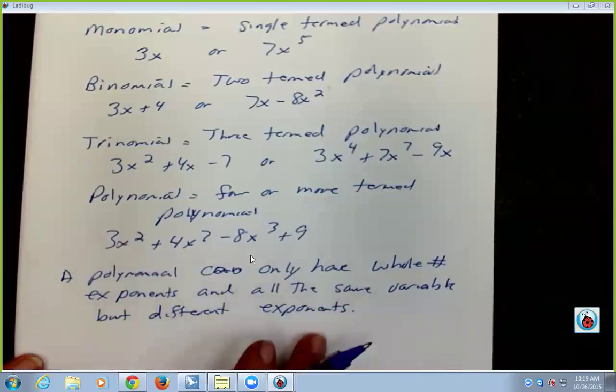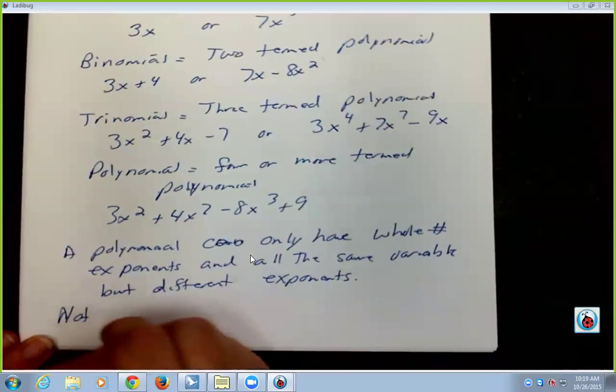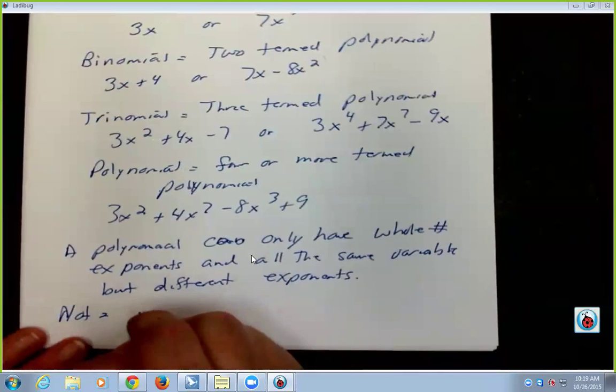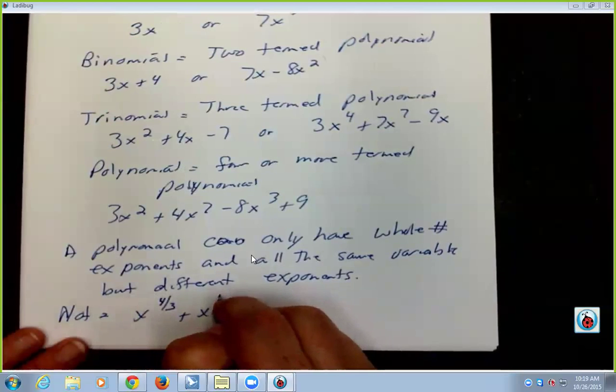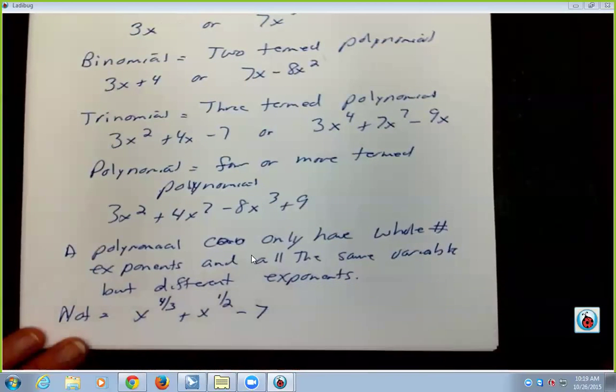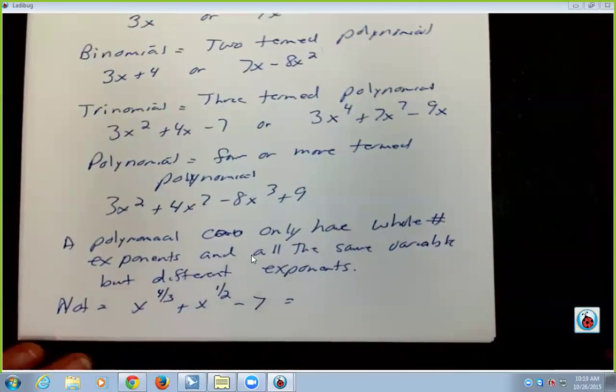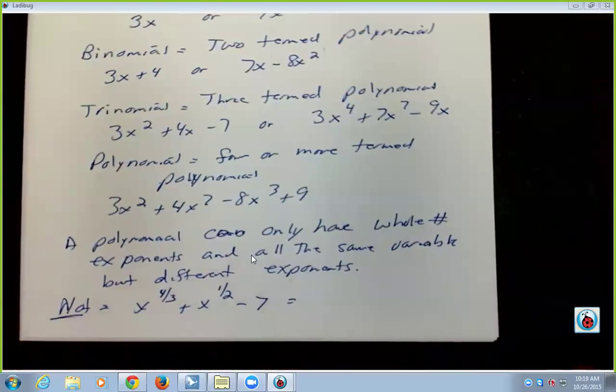So something that's not a polynomial, and you're going to have to identify these things, is x to the 4/3 plus x to the 1/2 minus 7. This is not a polynomial, okay? Not a polynomial because it has multiple things, but they are fractional values. That, if we graphed it or took a look at it, is going to come out to be some weird looking thing. Okay, so therefore this is not a polynomial.